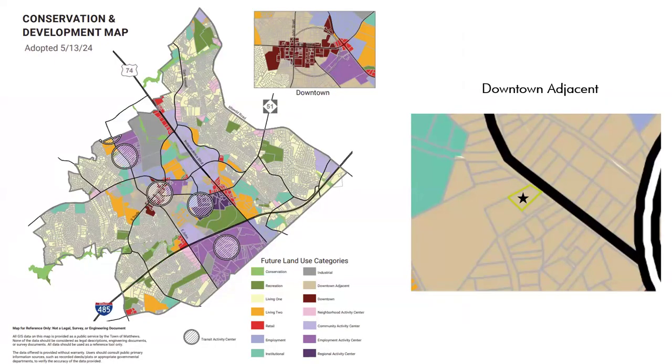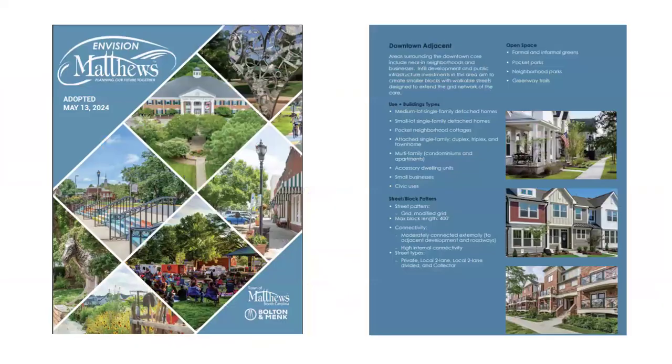Here's the Envision Matthews future land use map. Our site is identified as downtown adjacent, which is represented by this tan color. So what is downtown adjacent? This recommends a variety of uses and building types, from medium lot single family residential and neighborhood cottages, but also small businesses, which is why we are proposing to rezone this site to an office for small business space. So our rezoning request is consistent with the comprehensive land use plan.